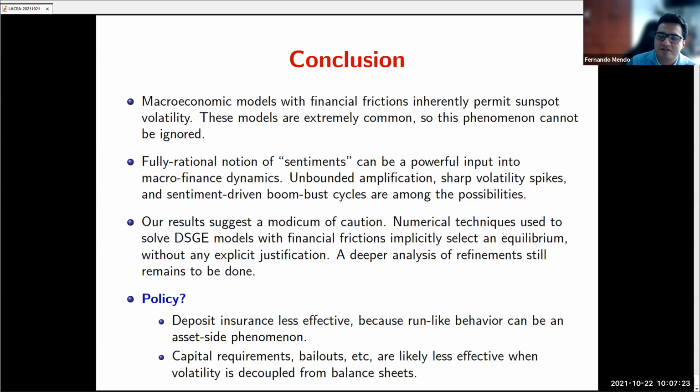Also, if we decouple this from the wealth share, so it's not that things go bad when these guys are not very well capitalized, then capital requirements, bailouts, all these things are not going to have the same consequences. Okay, so with that, I close my presentation.